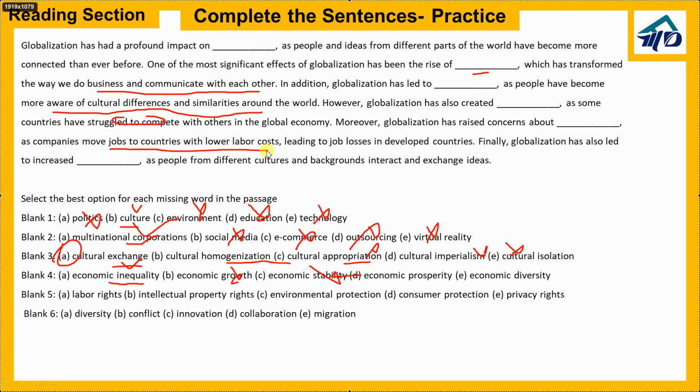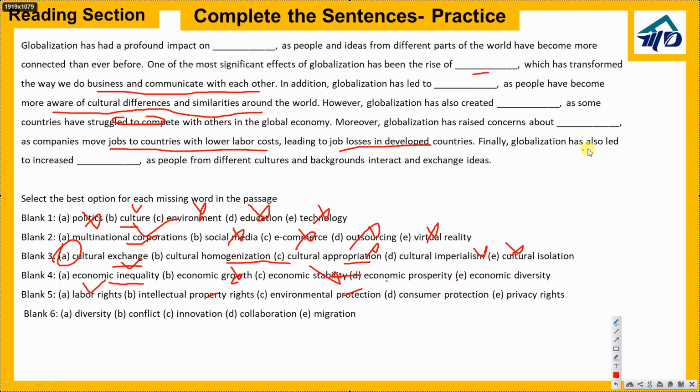Then globalization has raised concern about Dash as companies move jobs to different countries with lower labor cost. Lower labor cost leading to job losses in developed countries. So what? Labor rights. Others do not fit in this context. Intellectual, environmental, consumer protection, no, we're talking about labor cost. You're talking about jobs. So labor rights. And if you read or watch news, this is common. Labor rights, labor laws. So usually these words will be there.